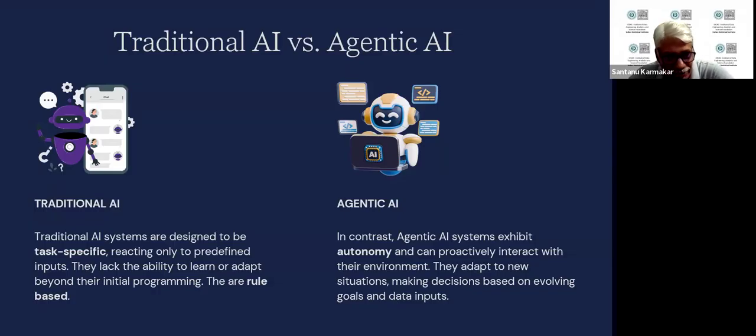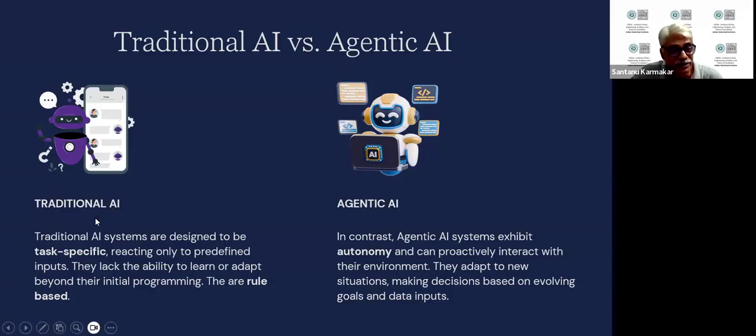And these systems or chatbots could be extended to something which we normally call an agentic system or agentic AI. I'm coming to that, but let us go through the definitions. Traditional AI systems are designed to be task specific, reacting only to predefined inputs. They lack the ability to learn or adapt beyond their initial programming. That was the initial stage, but later this was quite improved, and fine tuning could be done on LLMs, and we can make them better.